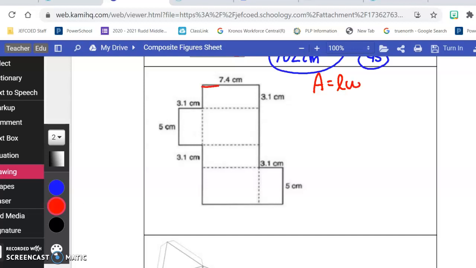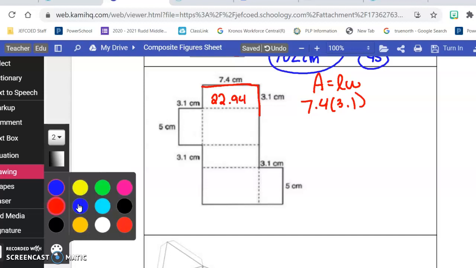So let's look at this first one. This one is a 7.4 by 3.1. So let me see, 7.4 times 3.1. And then I do that. I can put that in my calculator. 7.4 times 3.1. It's going to get me 22.94. Okay, so I'll put that in here, 22.94.